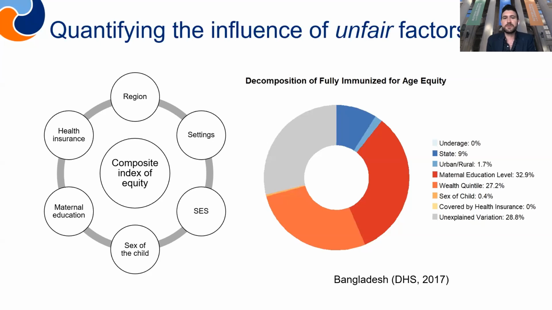So here you can see, for example, that Bangladesh DHS in 2017, if we're taking a look at fully immunized for age, the leading source of variation in that inequality and coverage of fully immunized status is maternal education level, which accounts for about 32.9% of the observed inequality or inequity in the outcome. And wealth quintile comes in second place with 27.2. And you can compute these for every different vaccine or different outcome for different types of settings and compare across settings, because again, all of these methods are standardized.